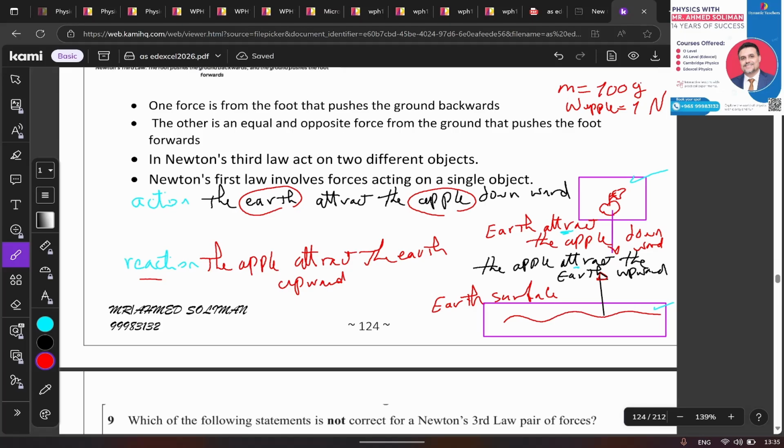Because the weight of the apple is 1 Newton, it means the Earth attracts the apple with 1 Newton of force. So if the Earth attracts the apple with 1 Newton, what is the reaction force? The apple will attract the Earth with also 1 Newton, right? Can 1 Newton move the Earth upward? No. So this is why we have a reaction force, but we can't feel it.